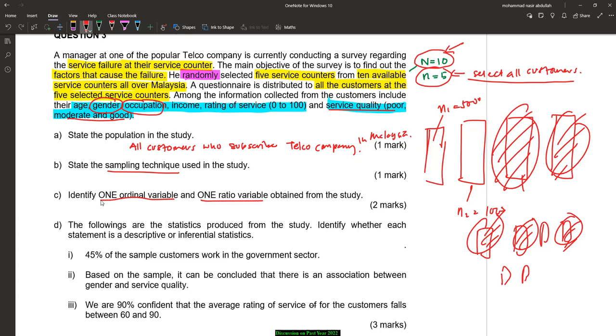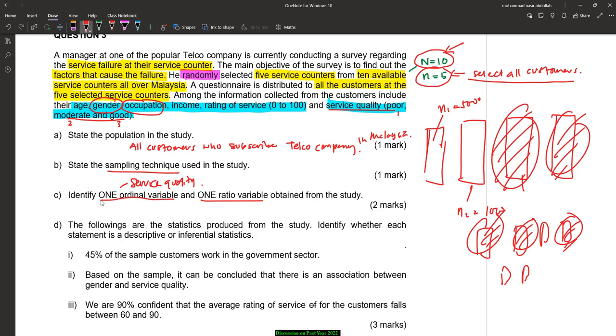So we want to differentiate between nominal and ordinal. Nominal is a categorical variable that cannot be ranked. It's not in order, right? But ordinal is a categorical variable that can be ranked. It should be in order, right? So if we look here, it clearly tells us service quality: poor, moderate, good, right? It means that it should be first poor, moderate and good. So this is service quality.